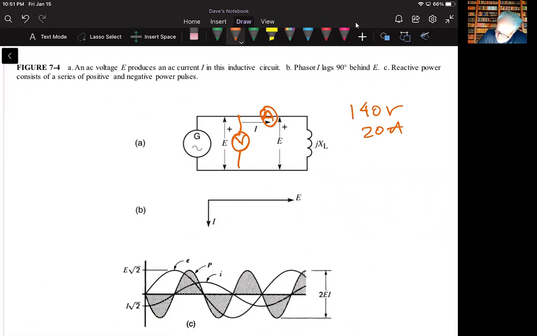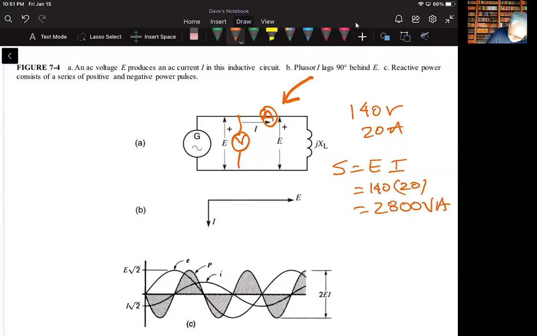Well, that's really straightforward. That would be S is equal to E times I. This would be the total current in the circuit, right? Whatever is here. And since it's a simple series circuit, it has no parallel branch to it. So I'm going to say 140 times 20. And that's going to be 2,800 volt amps. Then he says, what's the reactive power of the load?